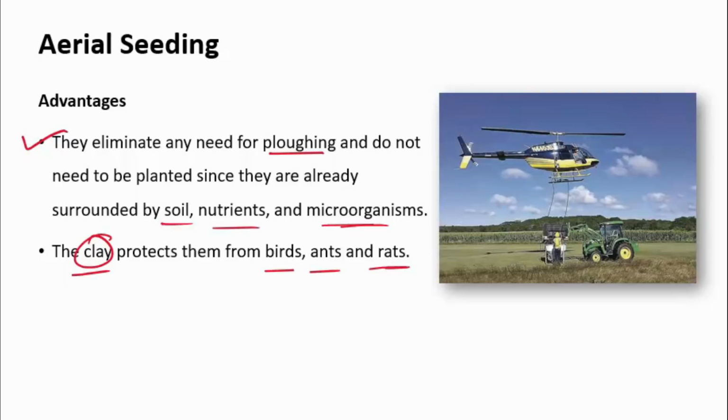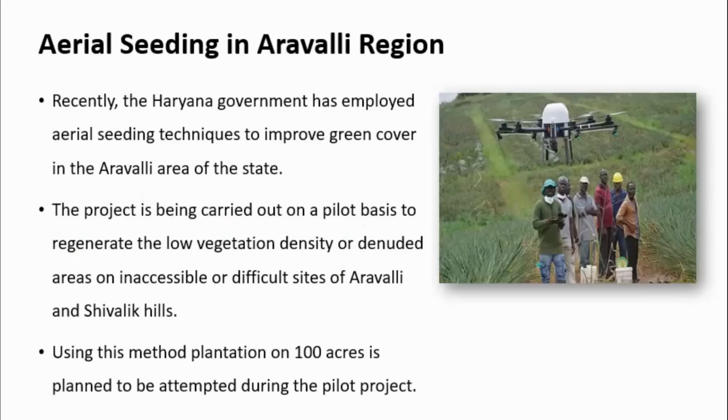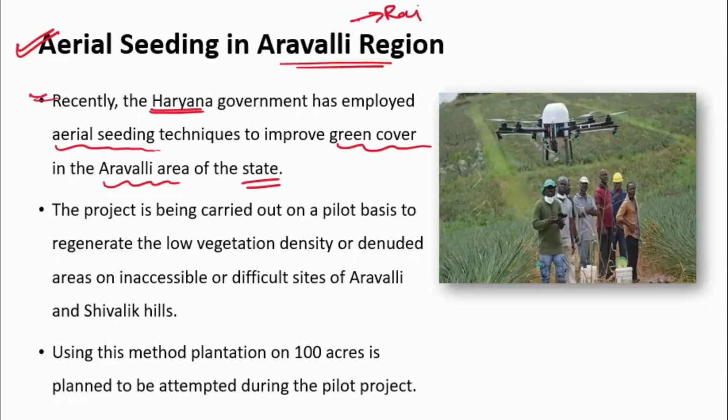So why did I ask you this question? Because I just wanted to set up the basis for you to understand this particular news, that aerial seeding was proposed in the Aravalli region recently, right? Recently, the Haryana government has employed aerial seeding techniques to improve the green cover in the Aravalli areas of the state. You must know that the Aravalli region is majorly a part of Rajasthan, but it also touches some part of Haryana as well, right?